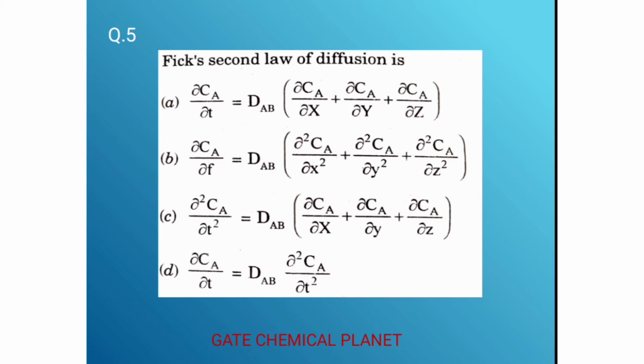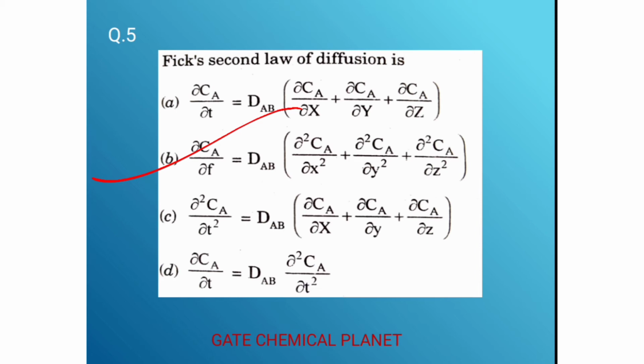So del Ca by del t equals DAB, which is the diffusivity, into del square Ca by del x square plus del square Ca by del y square plus del square Ca by del z square. This is the correct option. Always remember the equation of Fick's second law of diffusion. So this is very easy. I think you can remember, or by learning the equation. Okay, you can mark this.